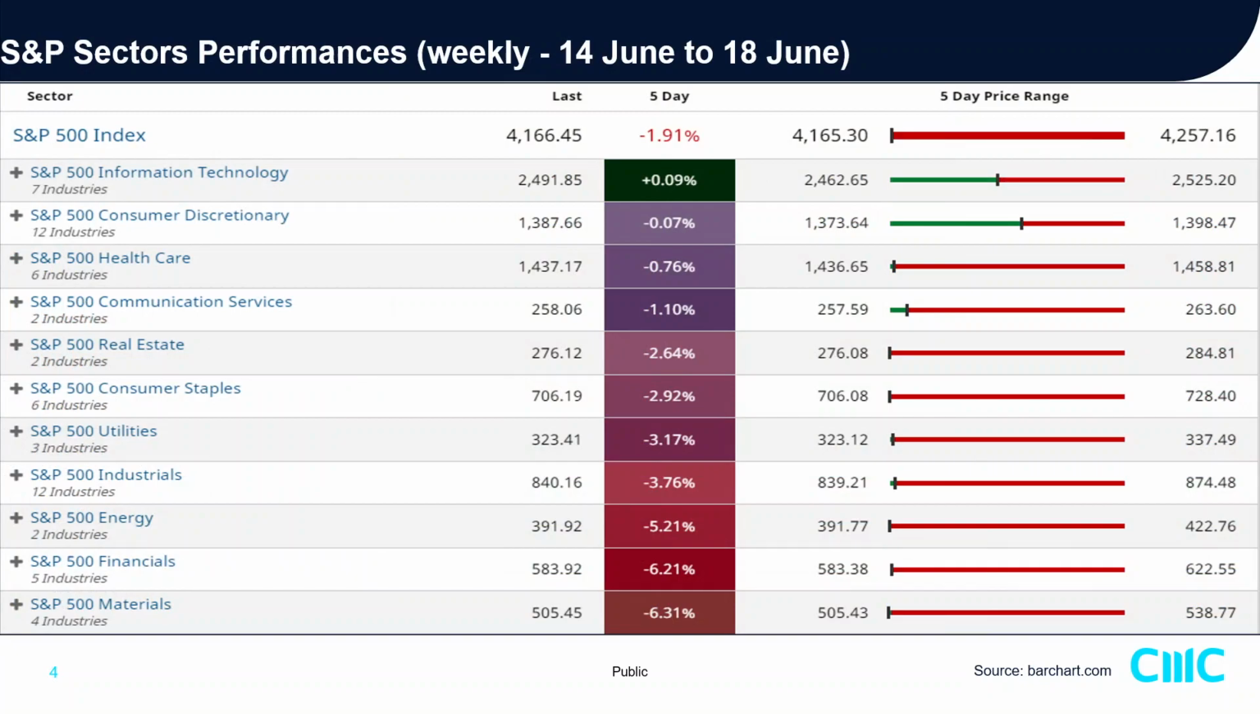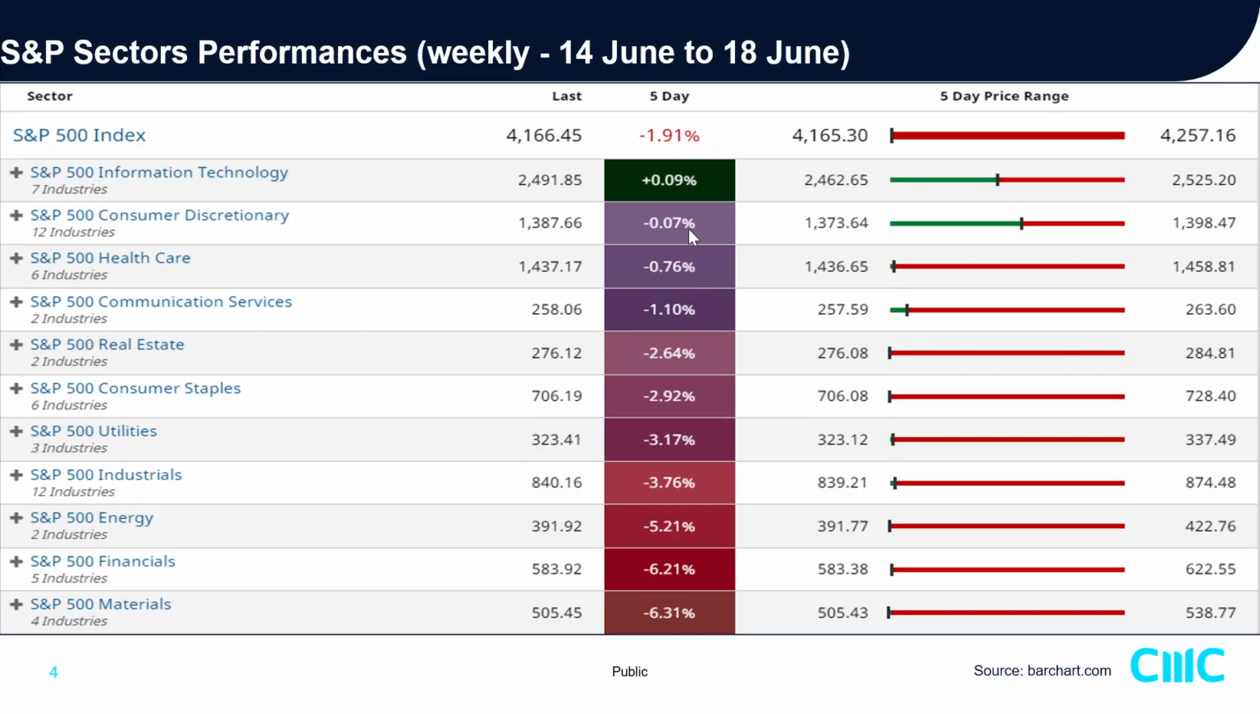Now let's take a quick glance at the weekly performance. Why do I say very clearly that technology has started to outperform? If you look at last week's weekly performance chart of 14th of June to 18th of June, previously technology was always in the middle to the bottom part of the table. What you could see is that they are the only one that has a slight outperformance of 0.09%, a slight gain.